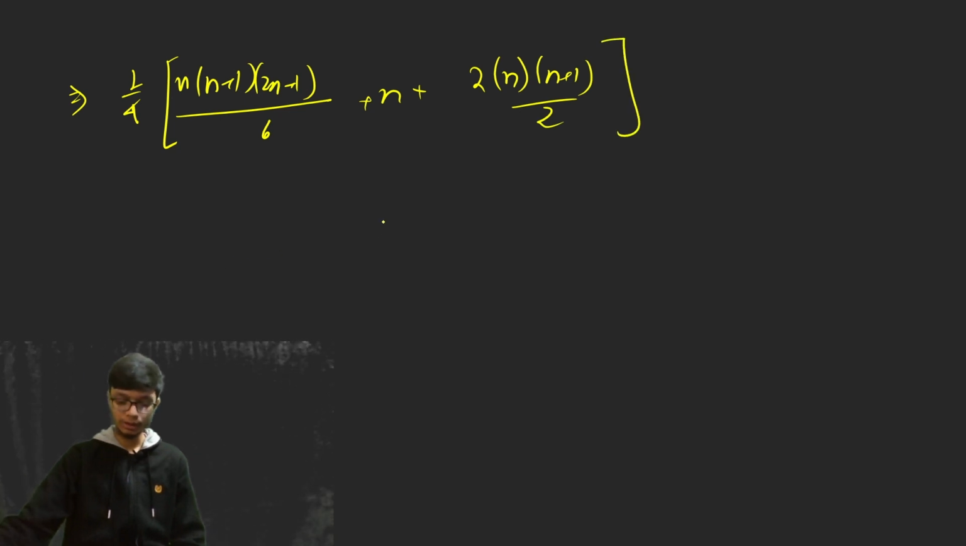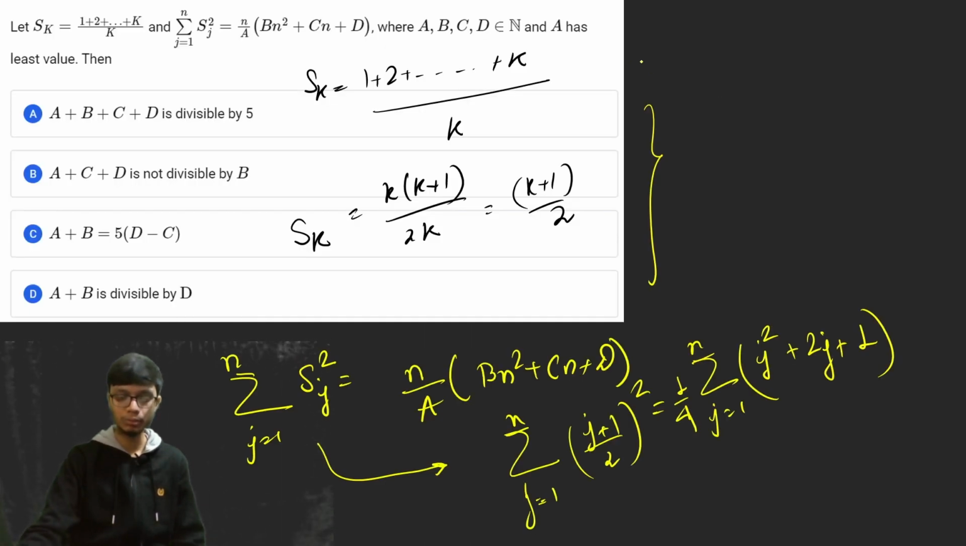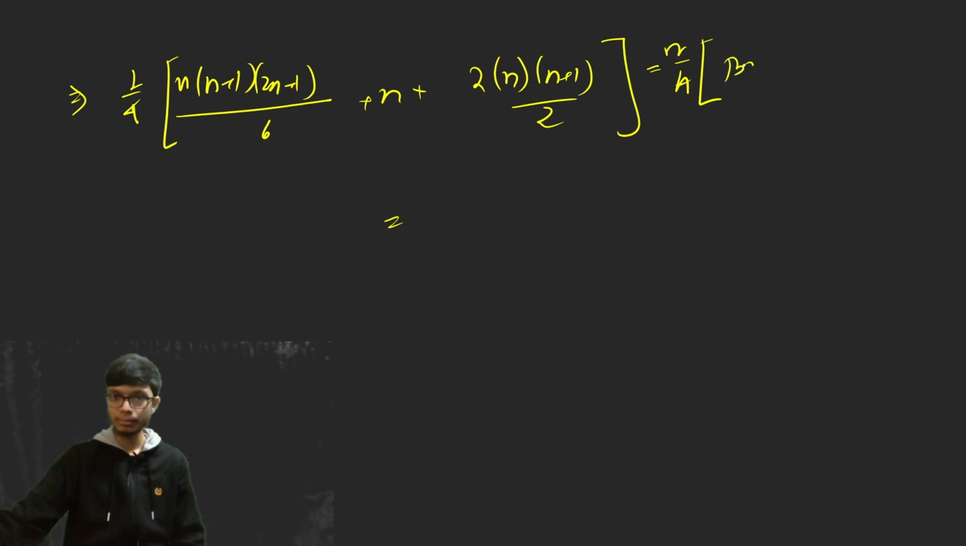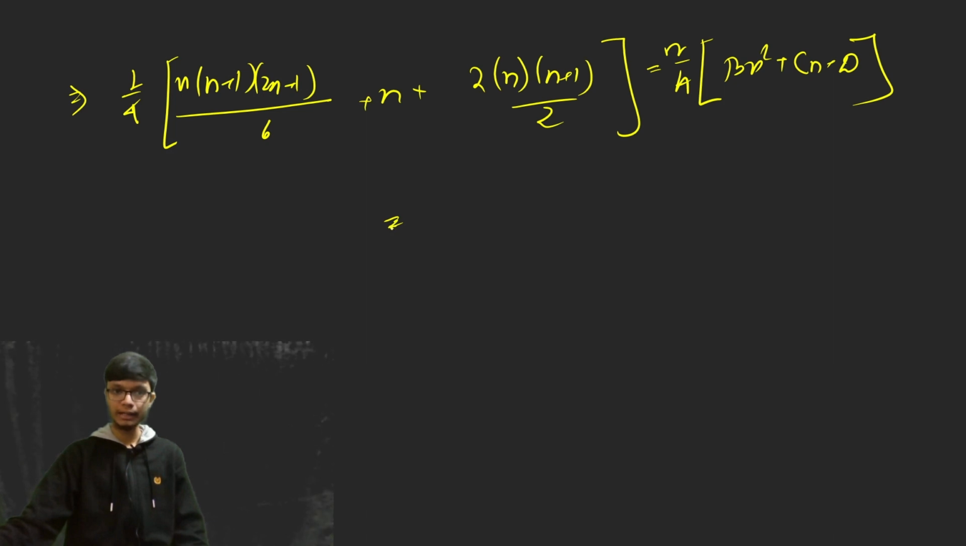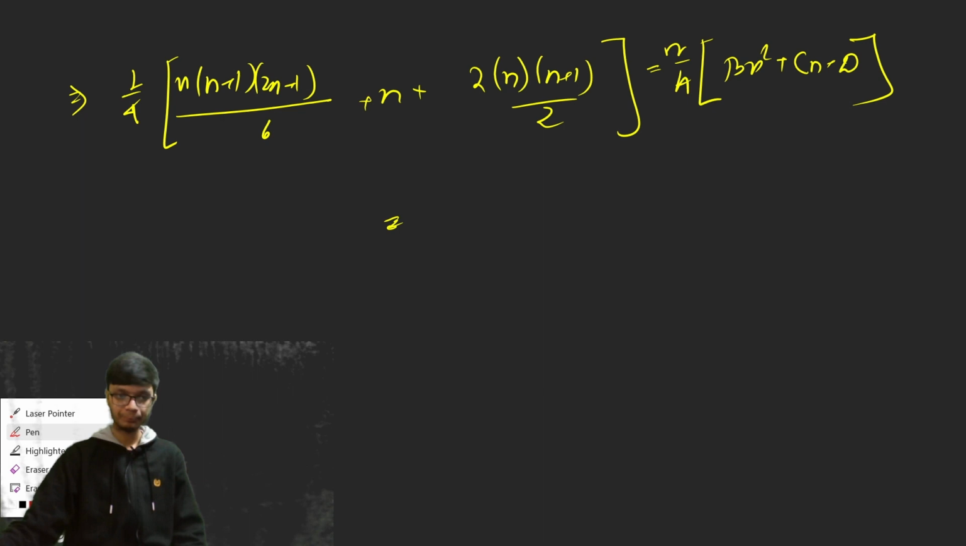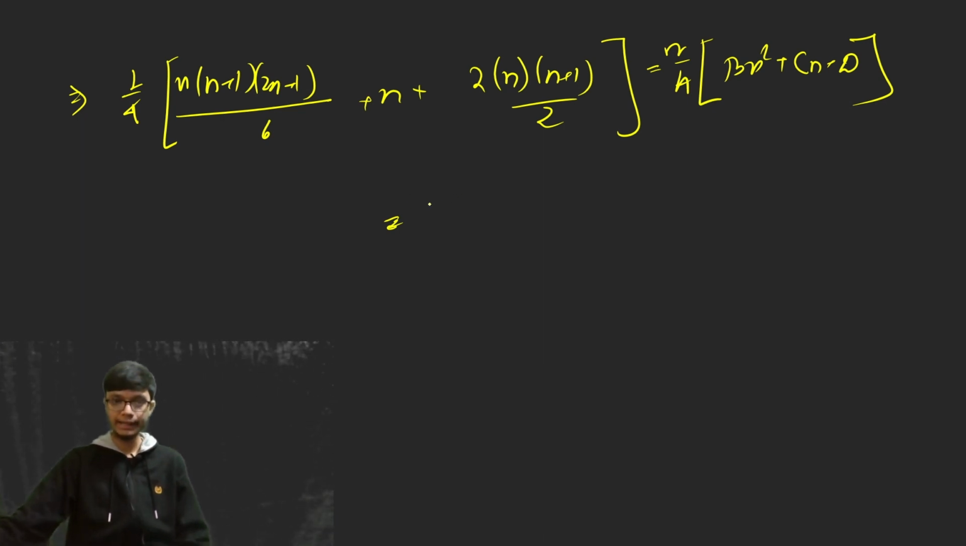This value is given in the problem as n by a into (b n square plus c n plus d). Now you can simplify these results. I can leave the simplification to you. This is a fairly simple simplification. If you simplify the results, you'll get the result as (n plus 1) into (2n plus 1) divided by 6, plus 1, plus n plus 1.